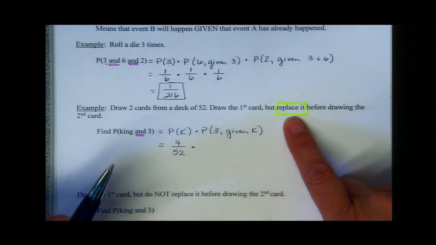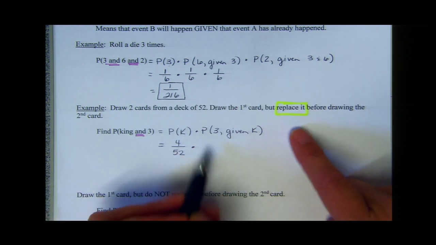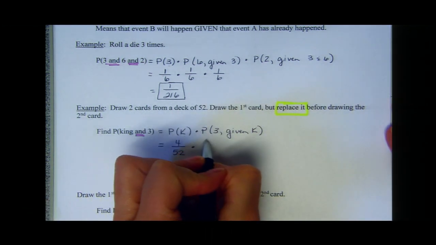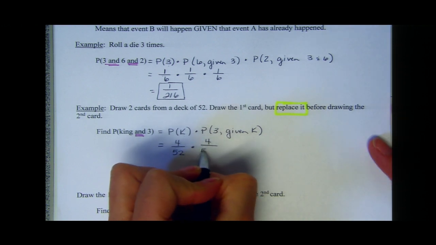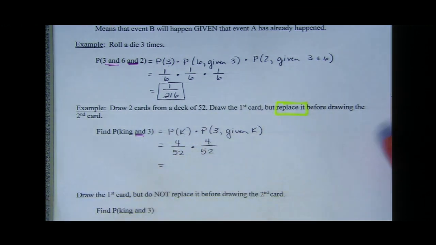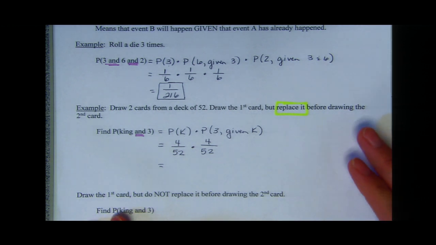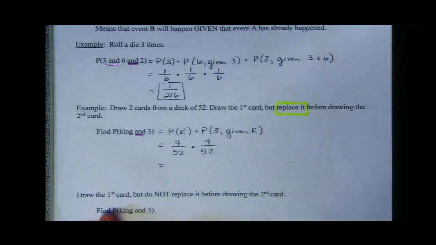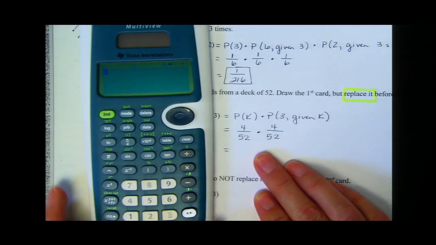So you put that card back, and now what is the probability you get a 3? Well, there's 4 3s in the deck and 52 cards. So now what we're going to do is multiply and reduce this fraction. Now, let me see, your calculator will actually do this for you.